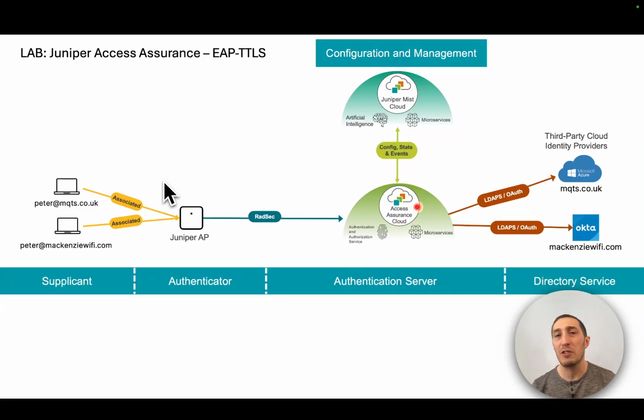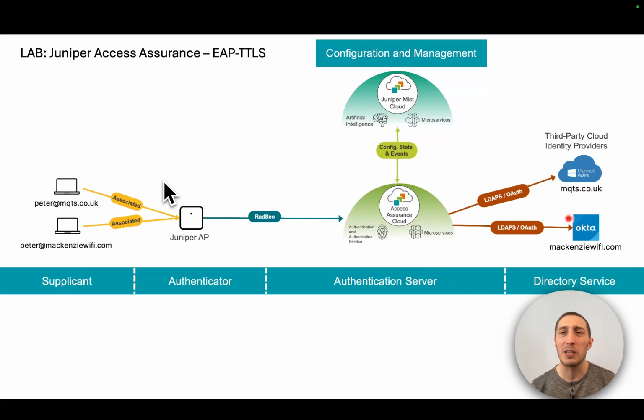Now the Access Assurance solution doesn't know any usernames or passwords, so it's going to use a third-party directory service to look up the users. And in the case of the lab I'm going to show you, I've actually got two different third-party identity providers configured. I've got a Microsoft Azure identity provider and an Okta, which is another cloud-based directory service.